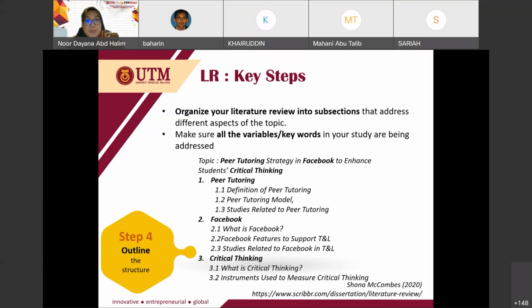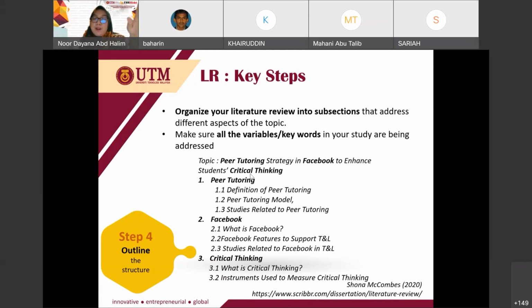Okay, if you study peer tutoring strategy in Facebook, okay, this is an example from my student. You are studying peer tutoring strategy in Facebook to enhance students' critical thinking. So the variables or keywords from this title: peer tutoring. I'm sure peer tutoring will be written in the operational definition, in the objective, in the conceptual framework as well, theoretical framework. Okay, so next is Facebook. Okay, this is the medium or the platform used by my students to implement the teaching strategy.